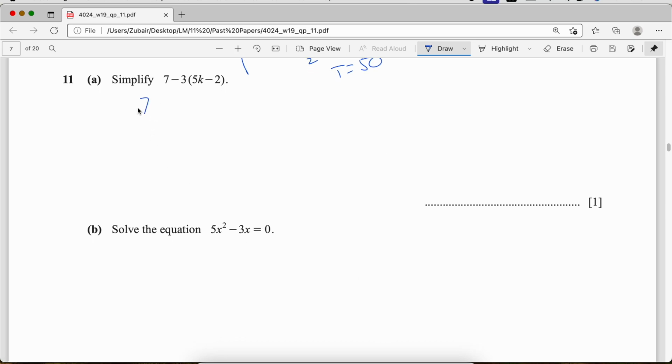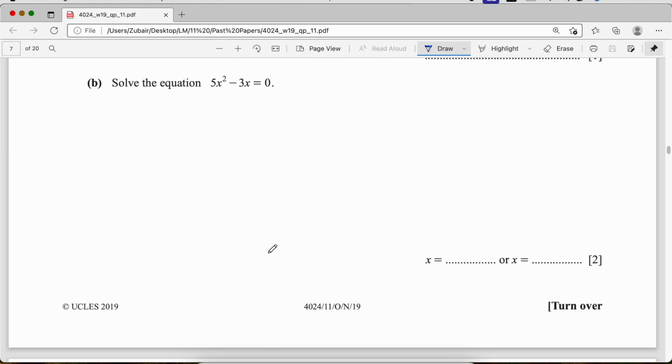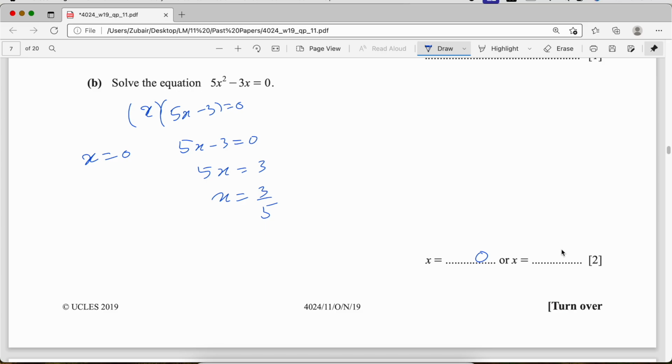11a, just simplification, 7 minus 15k, 3 times 2 is 6, and 13 minus 15k. B part, solving this we have two brackets, taking out common terms, and taking out common is possible. So I'm left with 5x minus 3 is equal to 0. So first bracket equals 0 and second bracket equals 0. 5x is equal to 3, x is equal to 3 by 5. x is 0 and that's 3 by 5.